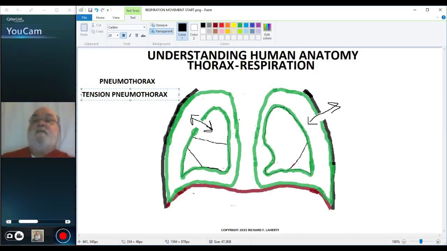Pneumothoraxes are treated by restoring the intrapleural pressure.